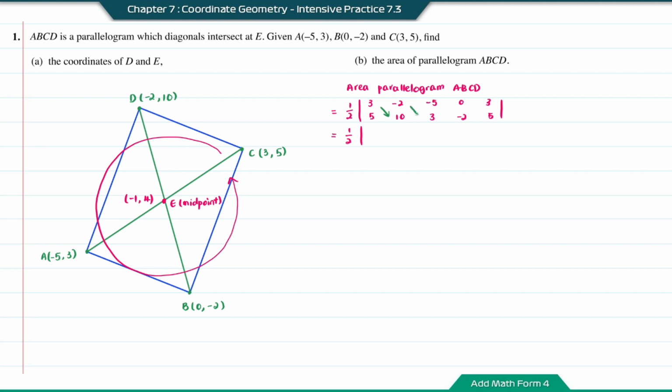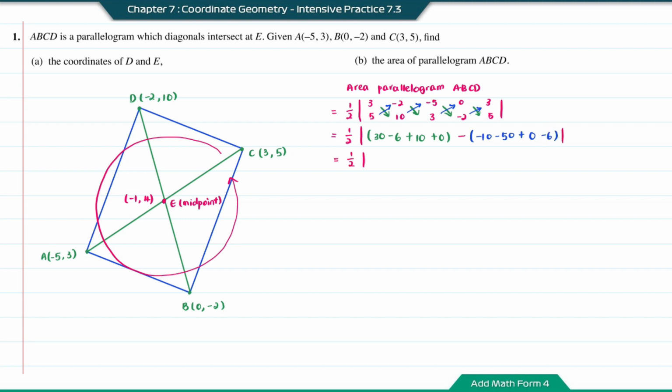Here we're going to sum up all the products in this direction. So bracket 3 times 10, we get 30, negative 2 times 3, negative 6, negative 5 times negative 2, we get positive 10, and 0 times 5, we get 0. Then minus the sum of all products in these directions. So bracket 5 times negative 2, we get negative 10. 10 times negative 5, negative 50. 3 times 0, 0. And negative 2 times 3, we get negative 6.